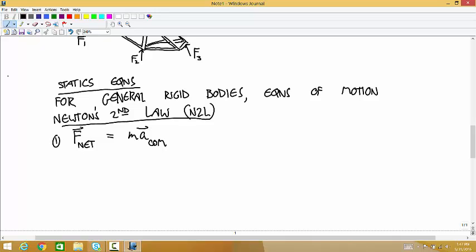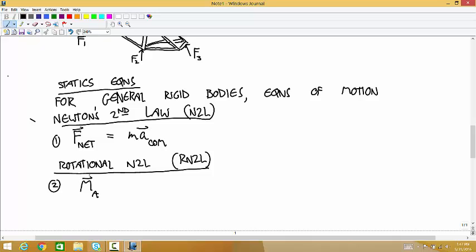So that's the first equation. And then the second one is the rotational version of Newton's second law, the moment equation. I'll always just abbreviate this Rn2L. And this one's a little more complicated. The form looks similar, though. You've all seen this in Physics 1.